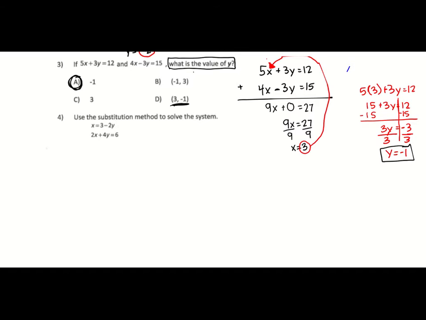Okay, number 4, use the substitution method to solve the system. So we're going to go back and review our substitution method. Remember, we have a solve column and a substitution side. On the solve side, I'm going to put the equation that is already solved for a variable. So that would be x equals 3 minus 2y. That means my other equation is going to go on this side. 2x plus 4y equals 6.